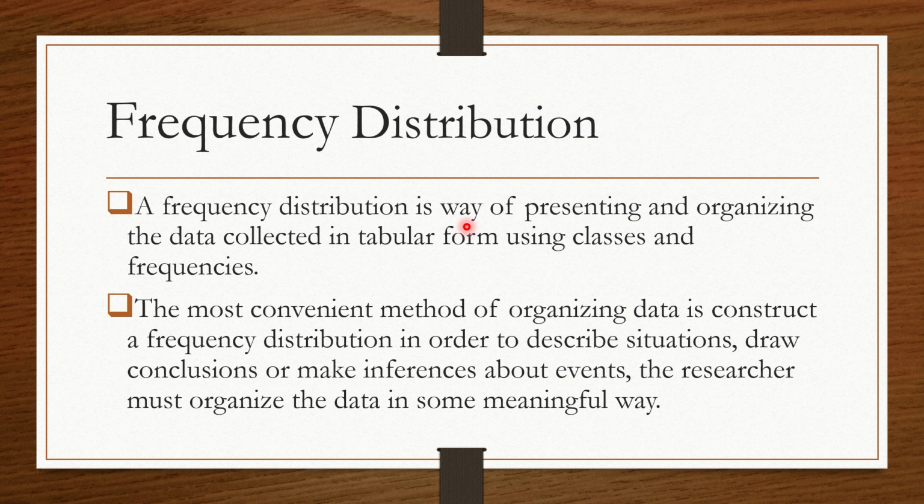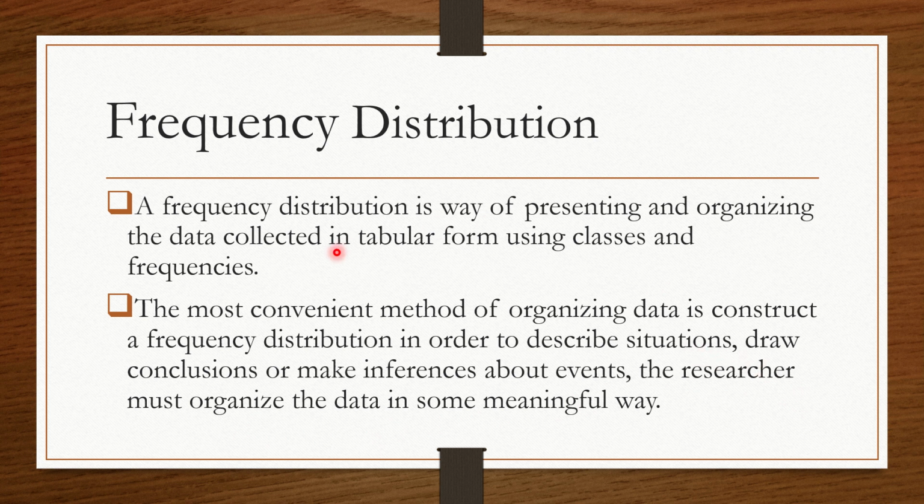So, frequency distribution is a way of presenting and organizing the data collected in tabular form using classes and frequencies. So the most convenient method of organizing data is to construct a frequency distribution in order to describe situations, draw conclusions, or make inferences about events. So the researchers must organize the data in some meaningful way. So, di ba, mas better kung yung na-collect natin data is i-organize po natin, especially using the frequency distribution table.